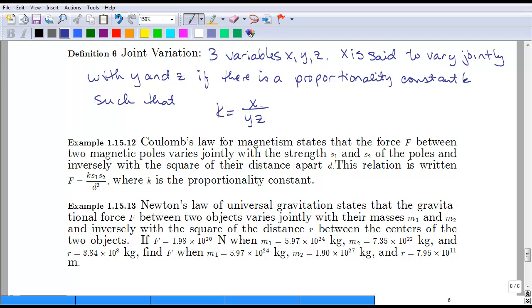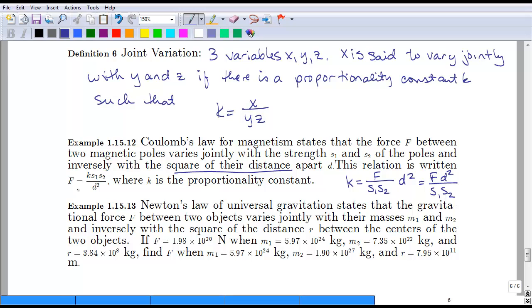So Coulomb's law for magnetism states that the force F between two magnetic poles varies jointly with the strengths S1 and S2. So let's just start there. The force varies jointly, so we're going to divide by both of these, S1 and S2. And it varies inversely with the square of their distance apart, d. So if we simplify this, this would be F d squared over S1 S2. And again, these numbers here are subscripts, not exponents.